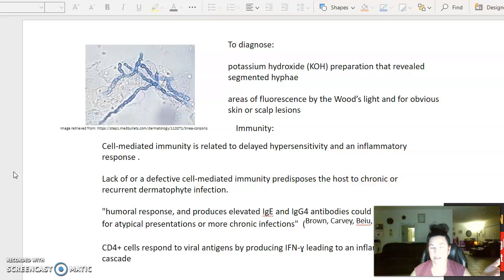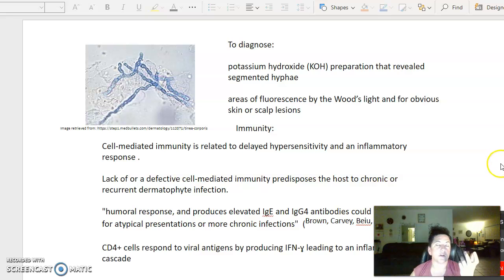So how do we diagnose that? We would go to the doctor. We'd get a potassium hydroxide test to visualize those hyphae found within the fungal tissue. This is a picture of what that would look like. We would also utilize the Wood's light technique and look for areas of fluorescence within the scalp or the skin lesions. We would just take a small sample of that tissue.